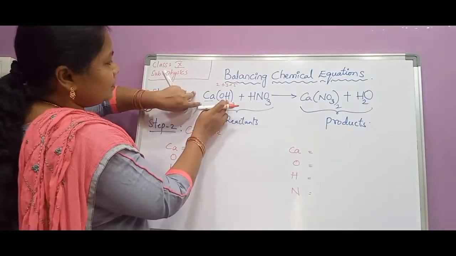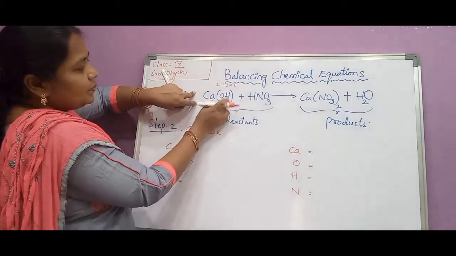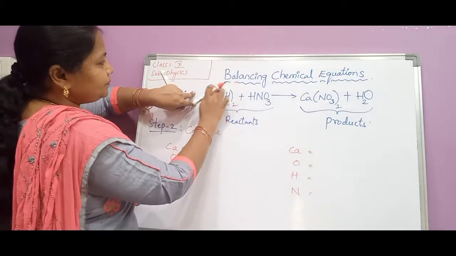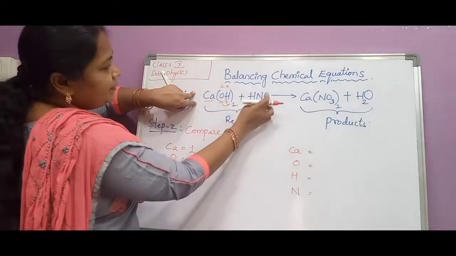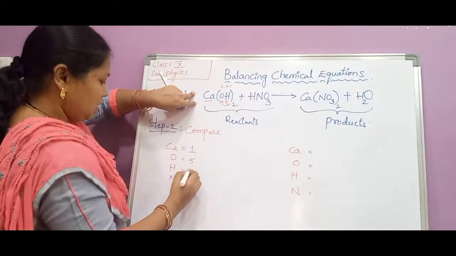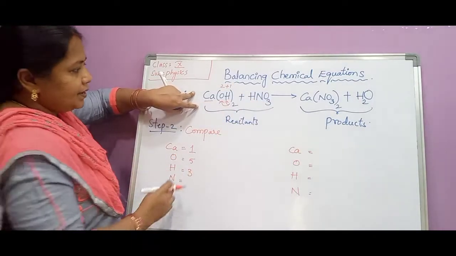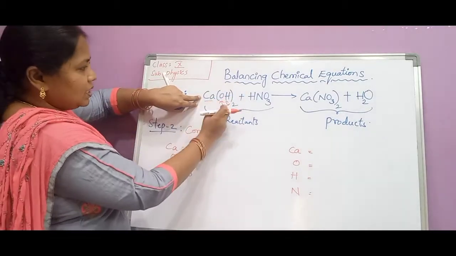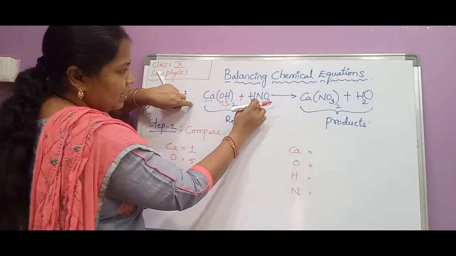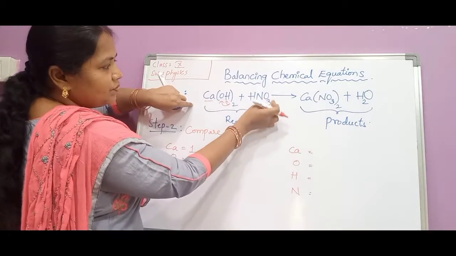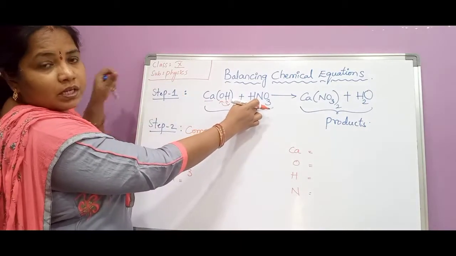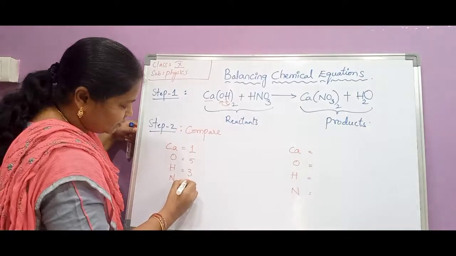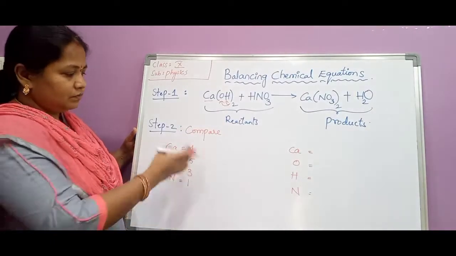Then coming to hydrogens. In this formula OH taken twice is there. That means 2 hydrogens are there here. In this formula 2 hydrogens are there. In this formula there is 1 hydrogen. 2 plus 1, that is equal to 3 hydrogens. Next coming to nitrogens. In calcium hydroxide, there is no nitrogen atom here. In HNO3 a nitrogen atom is there. So 3 is for oxygen, not for nitrogen. There is no subscript for nitrogen, so we have to consider it as 1. This is the number of atoms on the LHS side.